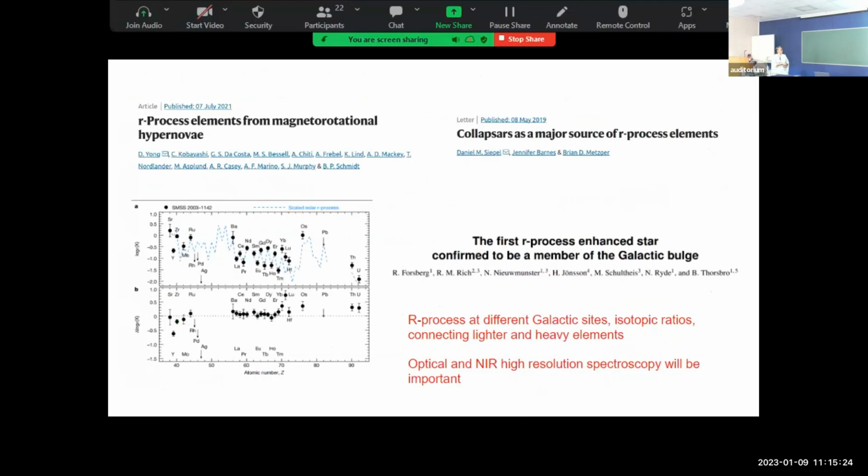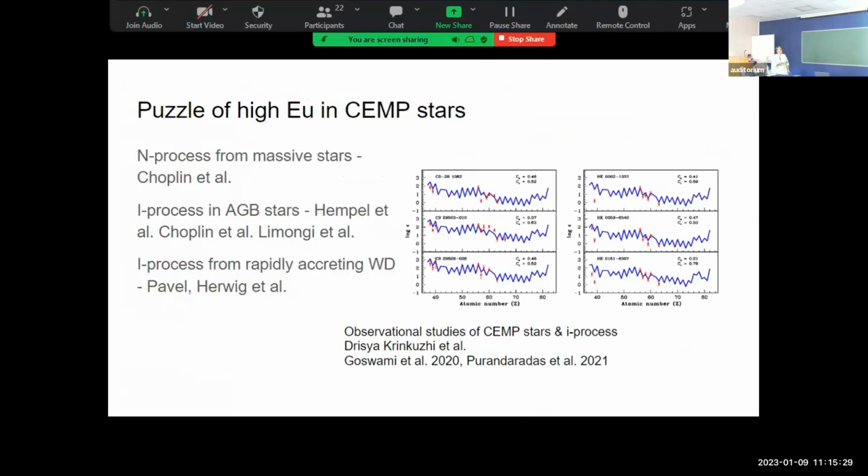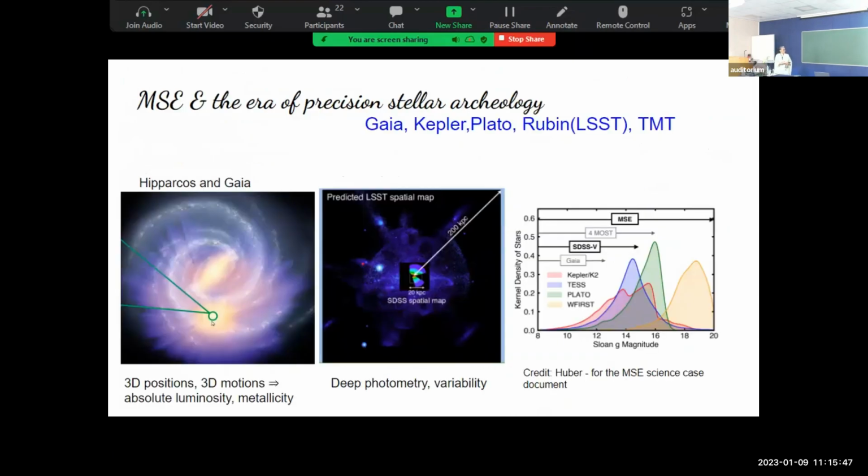Sorry. Another problem is the puzzle of high europium in CEMP stars, the carbon-rich stars with high europium. There are a lot of theoretical models, and I think the people at IIA have done a lot of work on this. I'll just quickly go to the connection between MSE and the r-process.